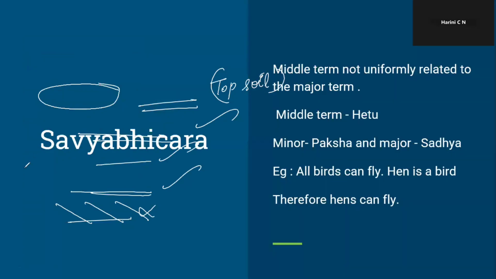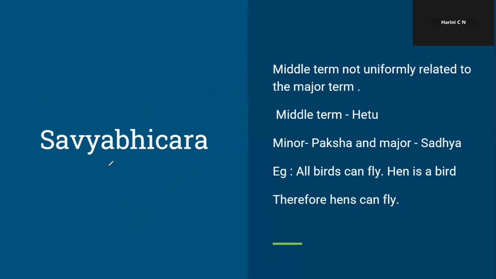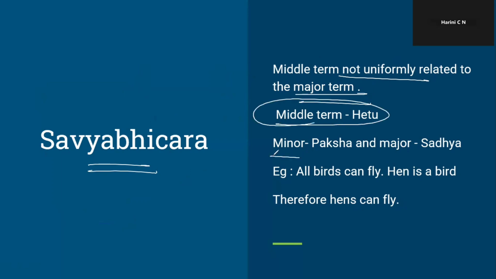So here comes the major details I want to discuss. Savya Bikara Hetva Basa. The middle term is not uniformly related to the major term in Savya Bikara fallacy. Here the middle term is Hetu in Indian logic, the minor term is Paksha and the major term is Sadhya.